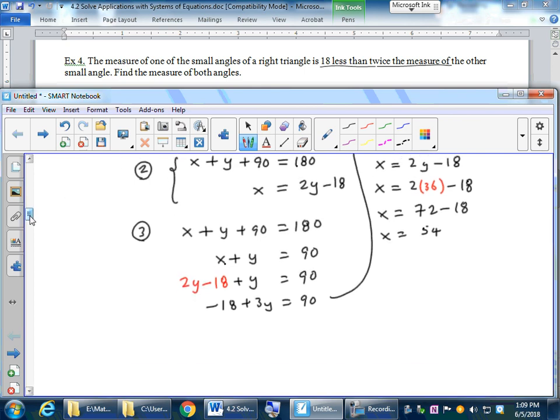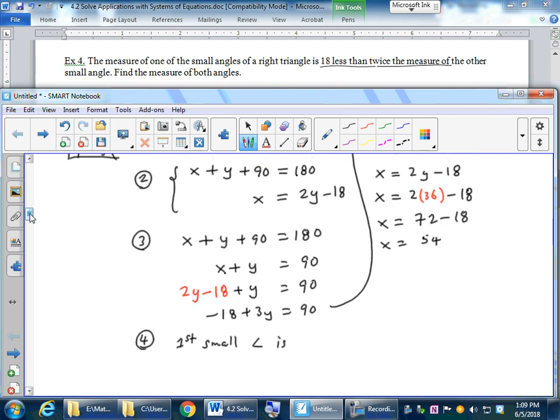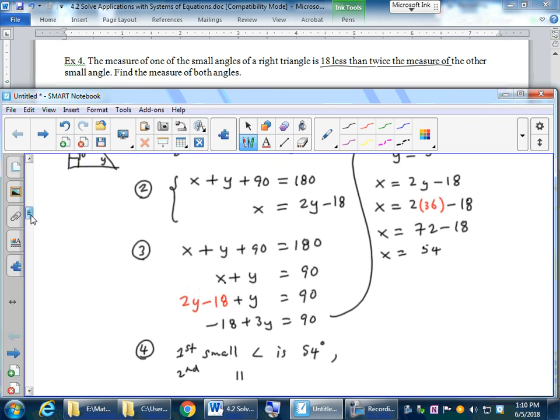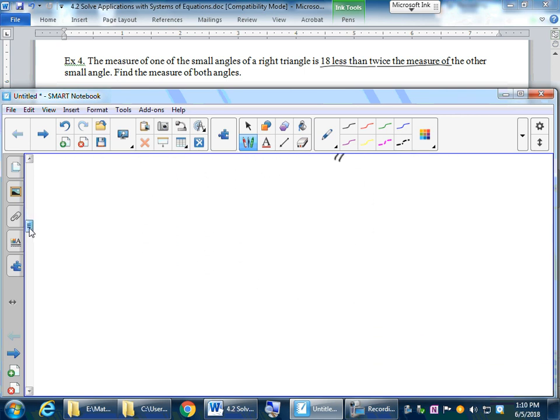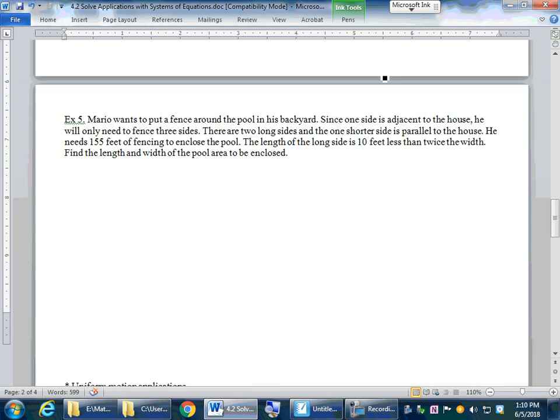My last step, step 4. The first small angle is representing x, so that will be 54 degrees. And the second small angle is the value of y, in this case 36 degrees. And that will be the conclusion for my fourth example. So let's move on to the next example, example number 5.